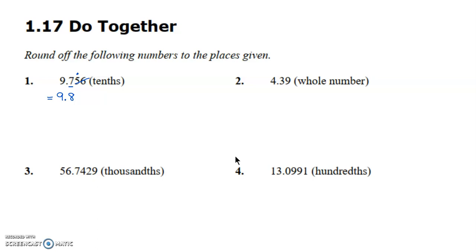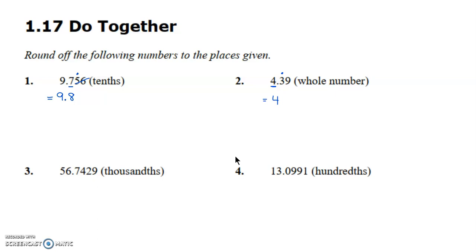For number 2, we're going to round to the whole number. So in this instance, we are going to drop the decimal. The 3 will not push the 4 up, so it will just be 4, and everything else gets dropped off. 4.39 rounds to 4.